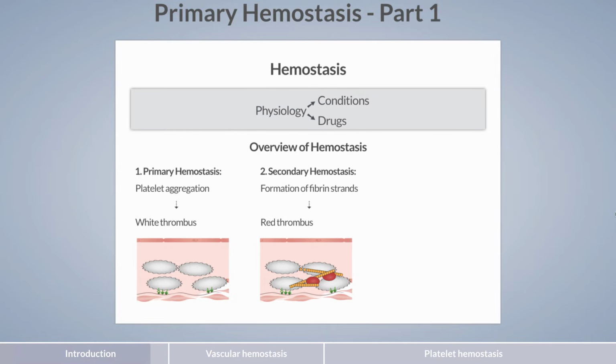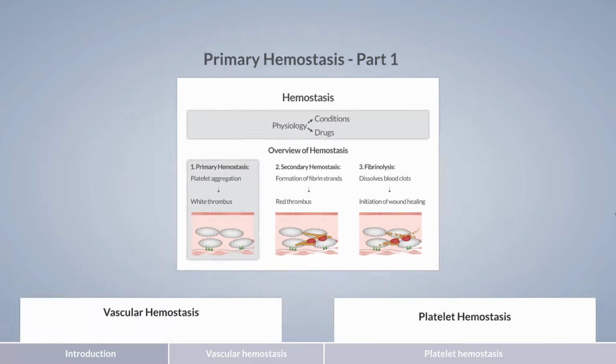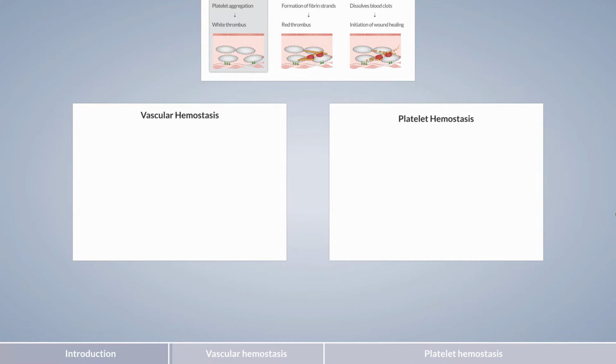Secondary hemostasis is also called coagulation. Coagulation is followed by fibrinolysis. Fibrinolysis dissolves blood clots and initiates wound healing. Let's start with a close look at the first step of hemostasis, primary hemostasis. Primary hemostasis can be divided into vascular and platelet hemostasis.